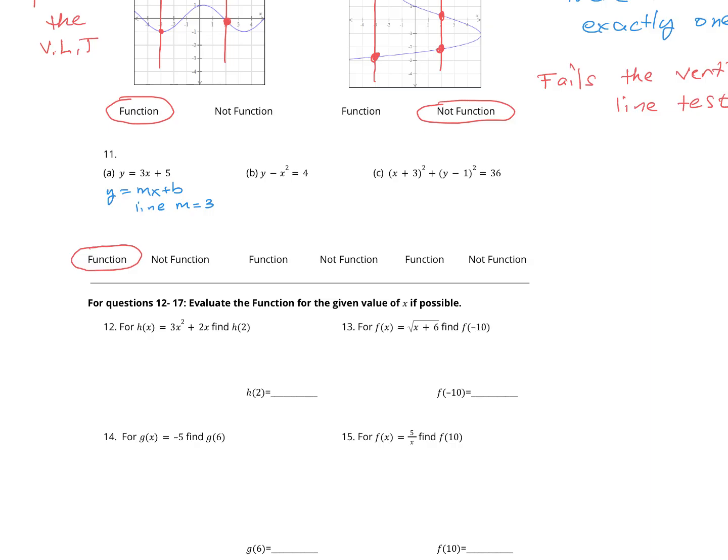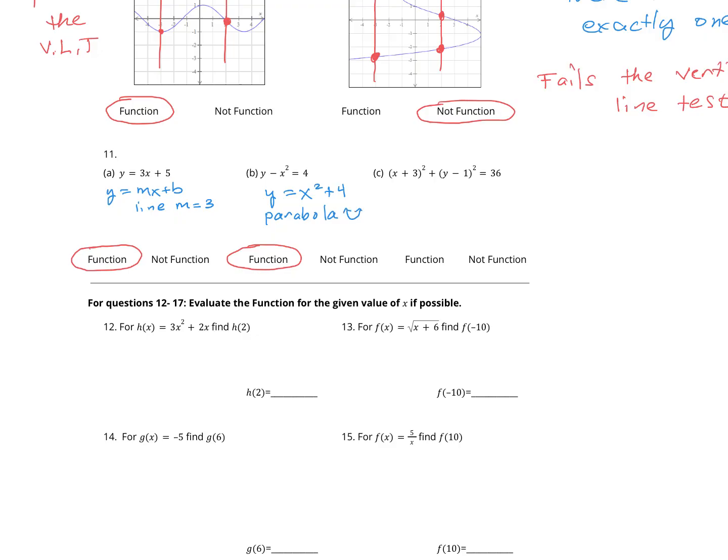For the next one, we can isolate the y. Y is equal to x squared plus 4. The graph of that is going to be a parabola. And because of that, it is going to pass the vertical line test and be a function. And it's a parabola, you'll see soon, that opens upwards, like so.